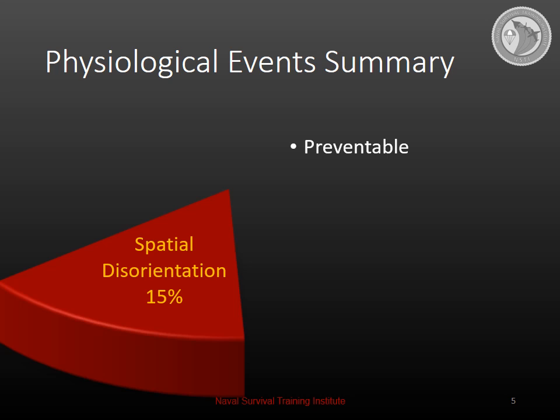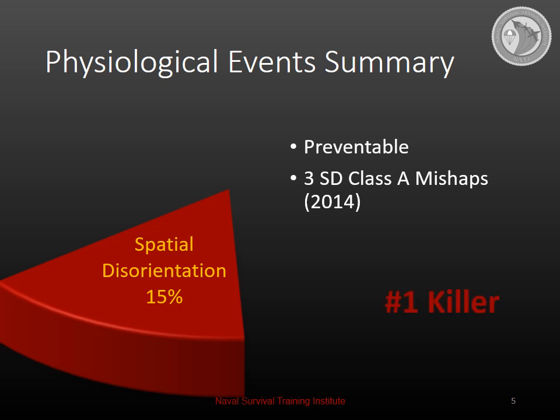Another reason for having this entire lecture about spatial disorientation is the fact that of those mishaps in 2014, and this applies to most years where these numbers are representative, there were 3 spatial disorientation class alpha mishaps. That particular year, that made it the #1 killer of aircrew. So even though they only account for a small portion of the events, the consequences of a spatial disorientation episode are often disastrous.